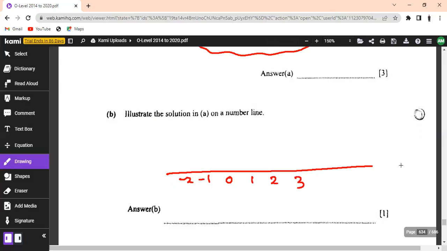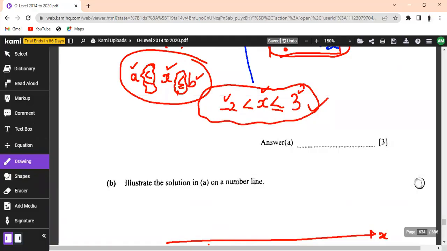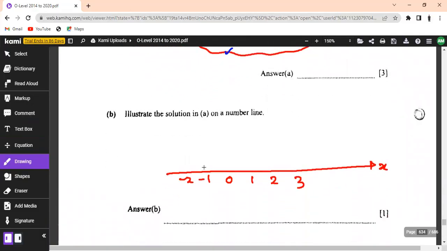So what are we going to do? These are the values of x that you're going to have. In this case, we are starting at minus 2, so we are going to indicate at minus 2, and we end at 3.